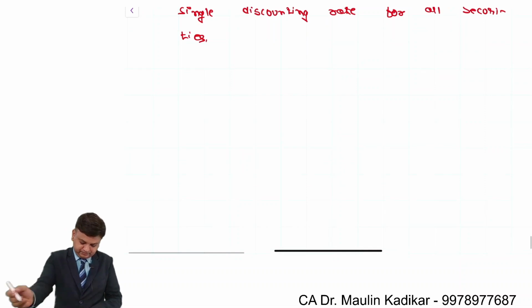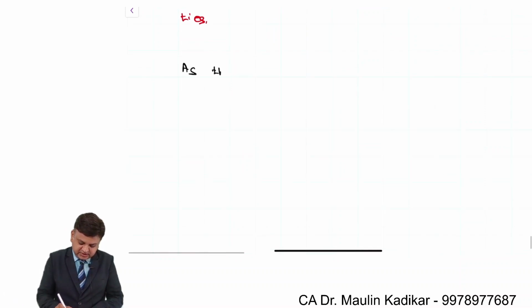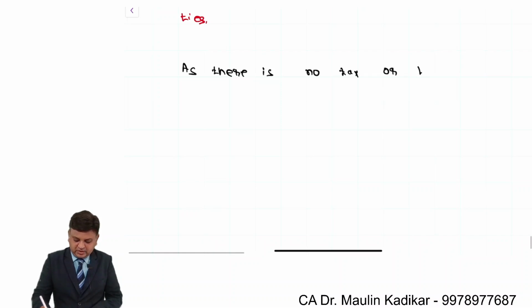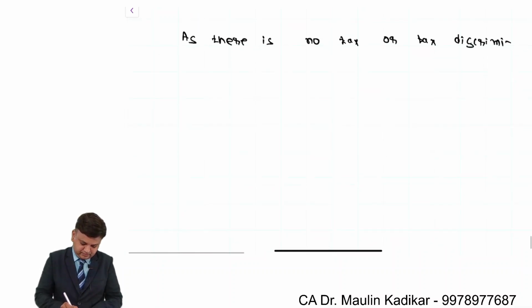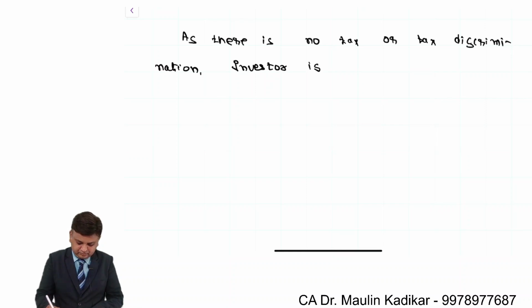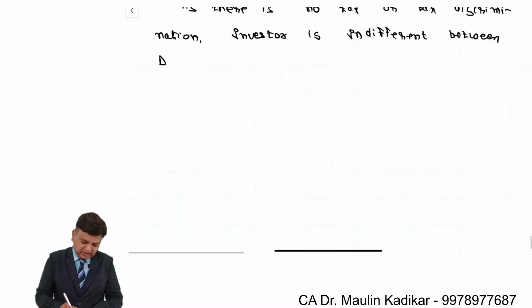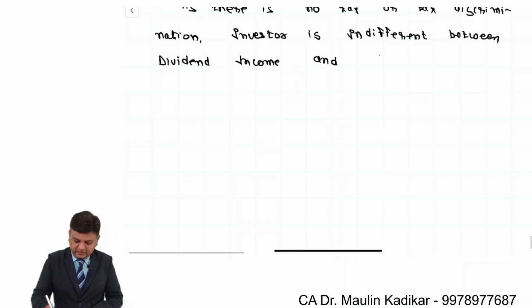With paragraph, write down, as there is no tax or tax discrimination, comma, investor is indifferent between dividend income and capital gain income. Full stop.